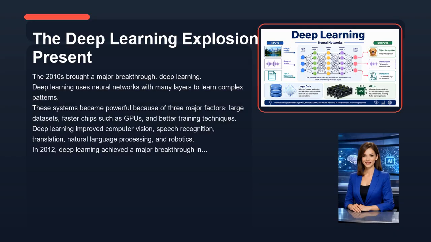Now let's look at the deep learning explosion, 2010s to present. The 2010s brought a major breakthrough: deep learning. Deep learning uses neural networks with many layers to learn complex patterns. These systems became powerful because of three major factors: large datasets, faster chips such as GPUs, and better training techniques.